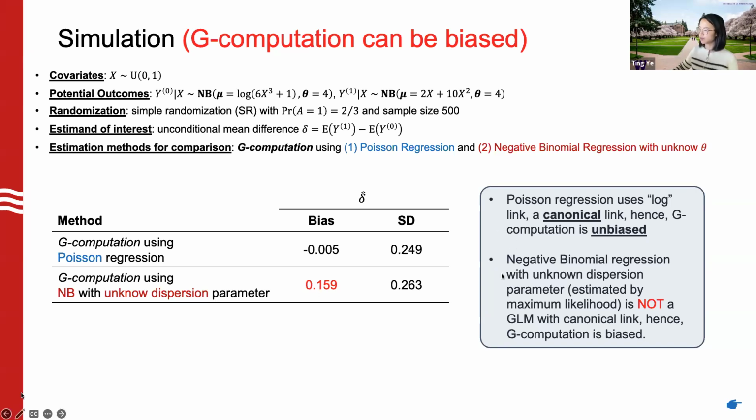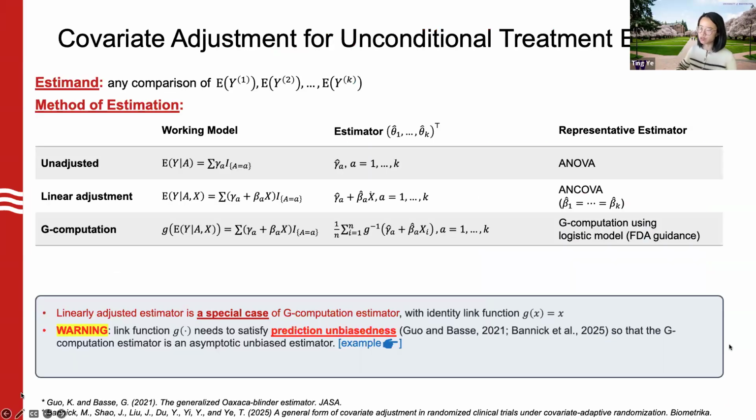But negative binomial regression with unknown dispersion parameter that's estimated by maximum likelihood is not a GLM with canonical link, and therefore the G-computation is biased. So that's not nice because we don't want to restrict to only canonical link GLM. So what can we do?